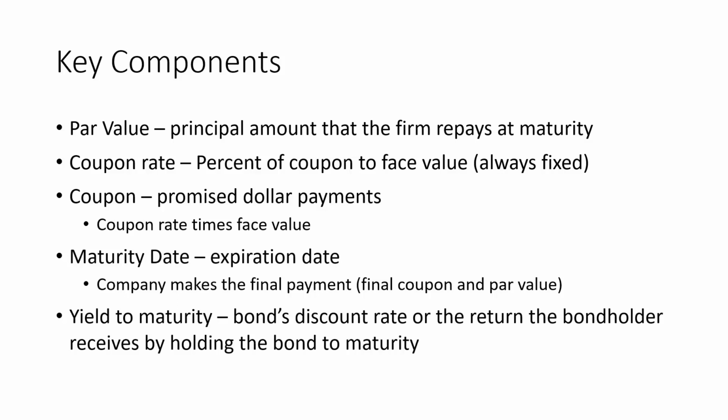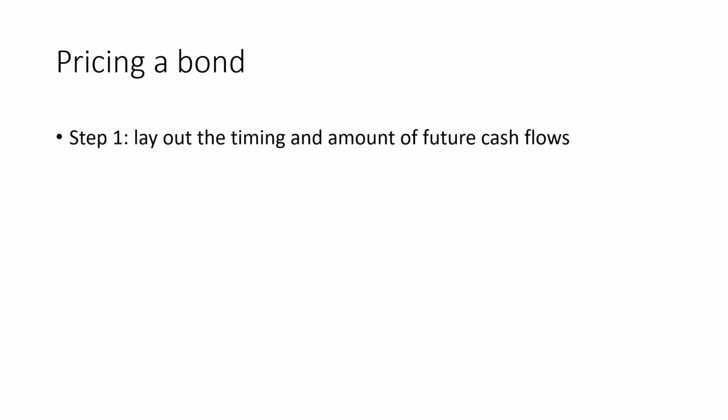If we say a 312-day treasury bill, then we know that the time to maturity of the bond is 312 days. This is also called the duration of the bond. The duration of the bond is the time left from today until the maturity date. So now let's price a bond. How do we price a bond?